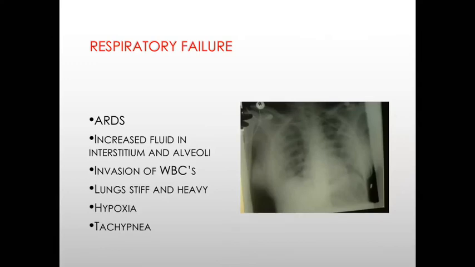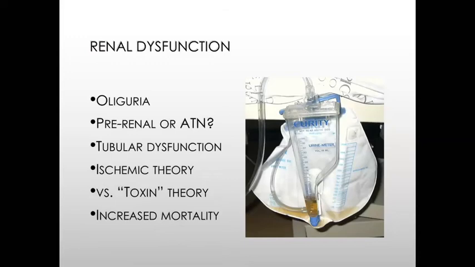So the other way that sepsis affects an organ system is the effect of sepsis on the respiratory system. So that's manifested by ARDS, acute respiratory distress syndrome, and that's mainly due to increased permeability of the lung capillaries, resulting in fluid in the interstitium, and the lungs become heavy and invaded with white cells, and increased hypoxia and tachypnea.